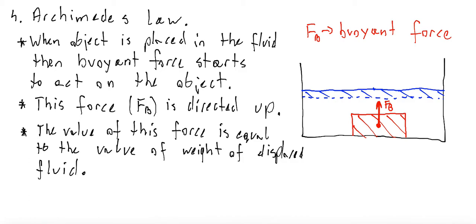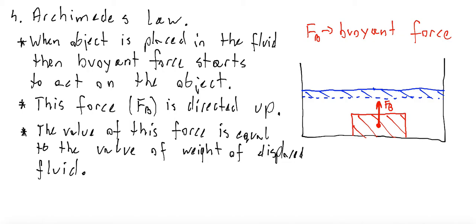Ta-da! Okay, so again, you immerse an object in the fluid. Due to this, fluid is displaced because the object occupies space which was occupied by the fluid before. Okay, so the level of fluid increases. And additionally, a new force called buoyant force, which is directed up, starts to act on the object. And the value of this force is exactly the same as the weight of displaced fluid.